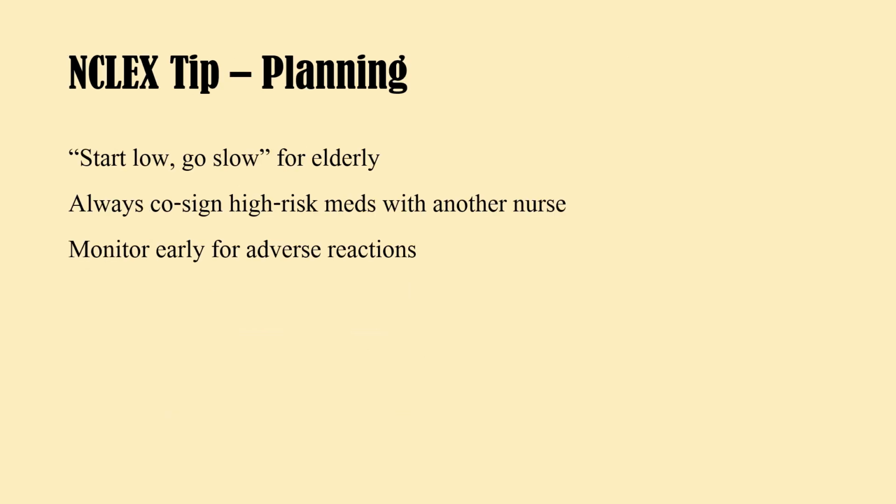The NCLEX tip for the planning phase emphasizes start low, go slow with older adults, ensuring a cosigner for high risk medications, and monitoring early for adverse events.